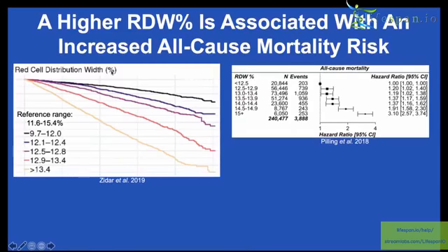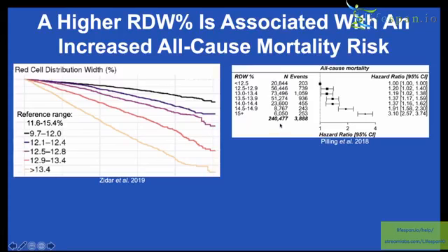But we can go even bigger than this sample size of 30,000 subjects. In this case, they looked at more than 240,000 subjects, but the same trend was identified. Using RDW percentages of less than 12.5 as the reference, you can see that higher RDWs are significantly higher risk of all-cause mortality.